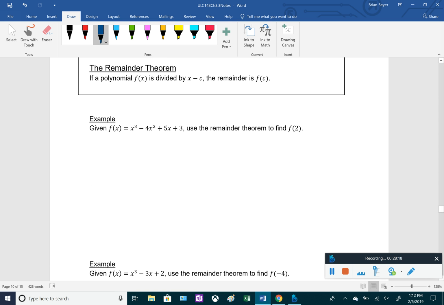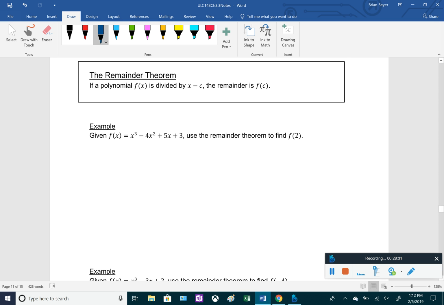Okay, so let's get to the two theorems. For the first one, let's do the remainder theorem. The remainder theorem isn't really the hard one out of the two. The factor theorem is a little bit difficult. The remainder theorem says that if a polynomial f of x is divided by x minus c, or x plus c, the remainder that we get is going to be f evaluated at that c. So this c right here, those are the same values.